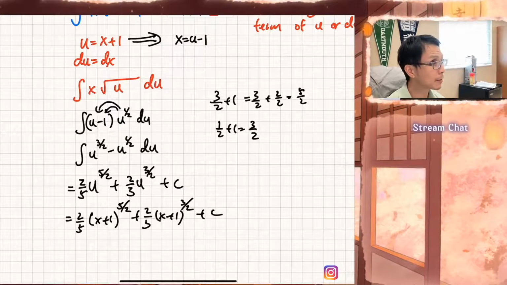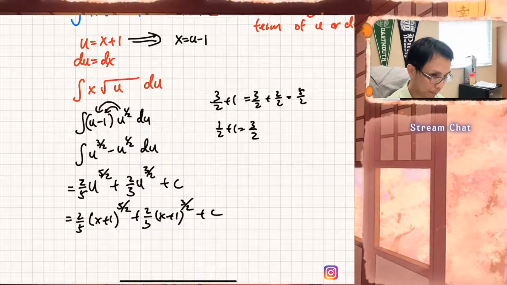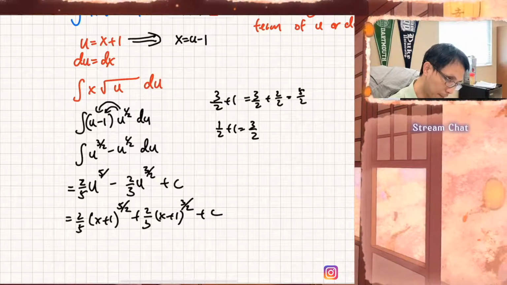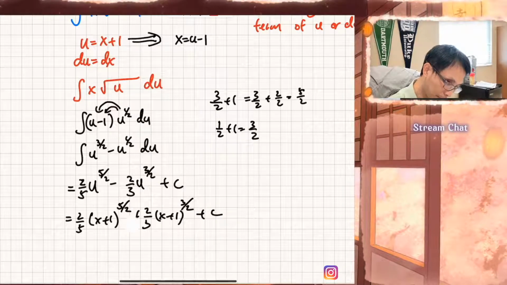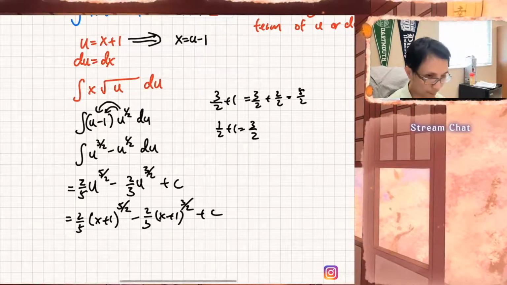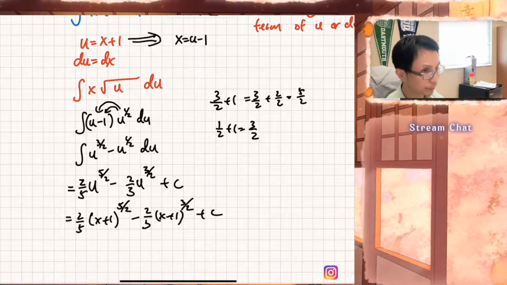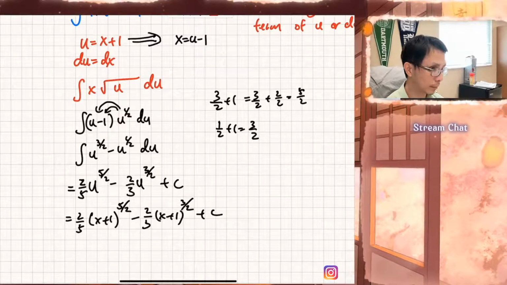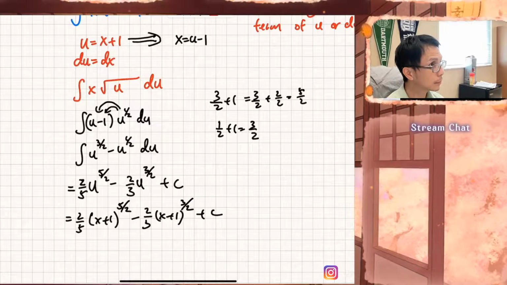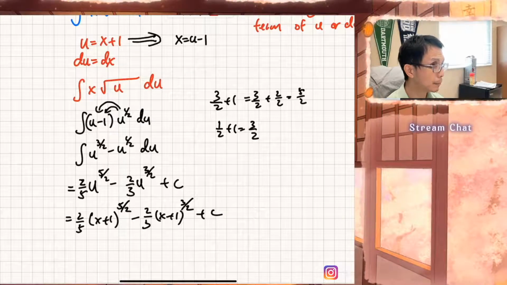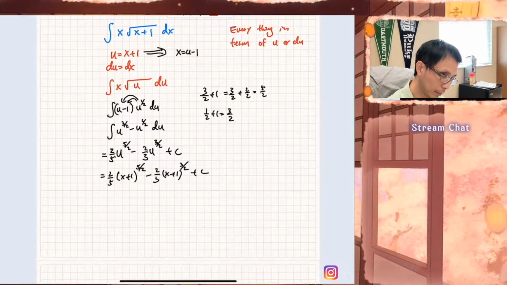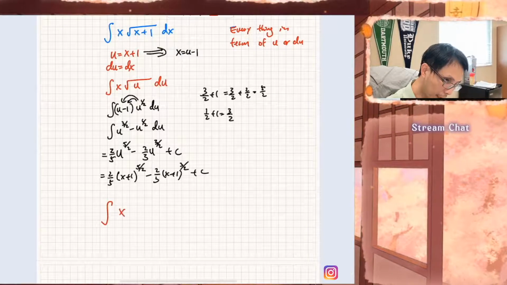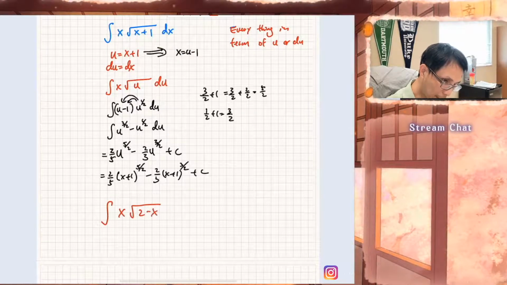Okay, does that make sense? Why would you switch it to positive? Oh, it's negative. Do you guys need a practice problem? Okay. What is the integration of x times 2 minus x dx?